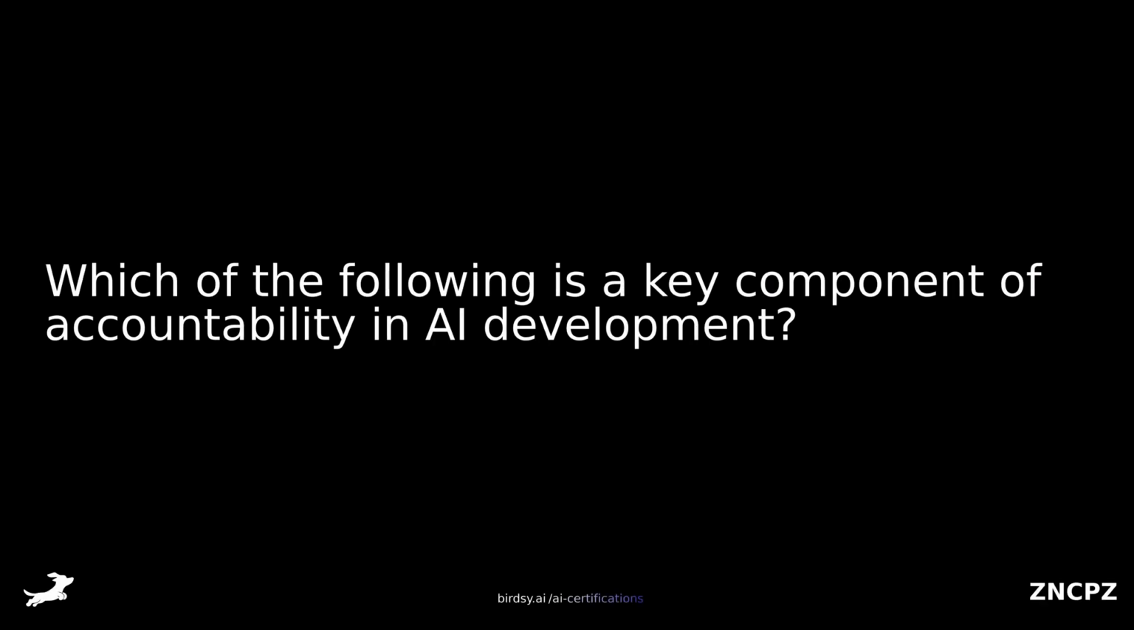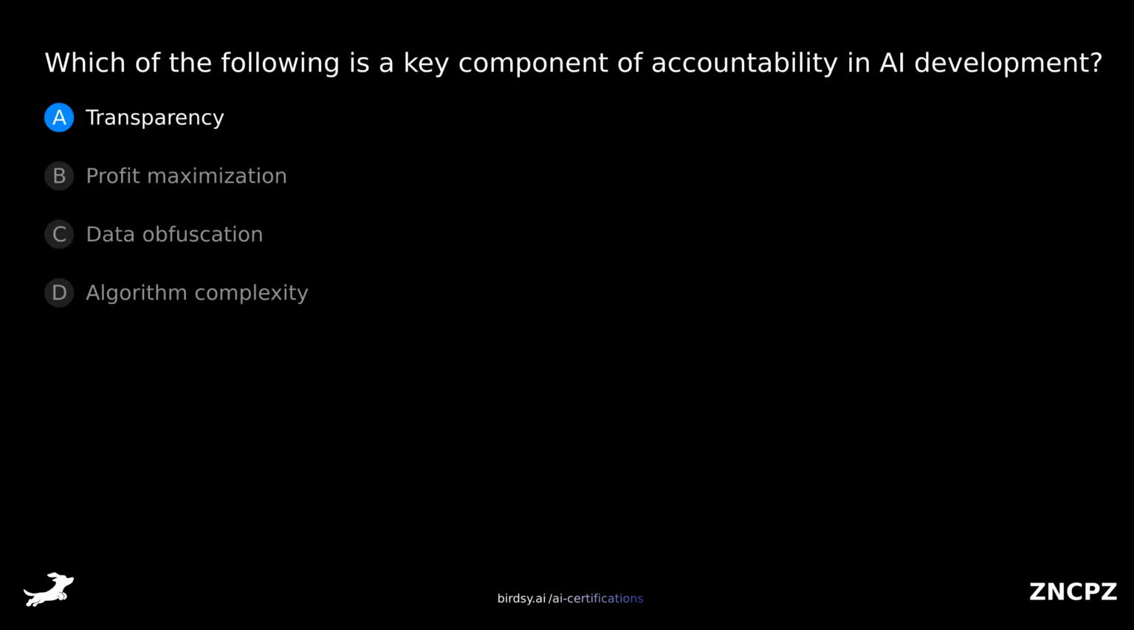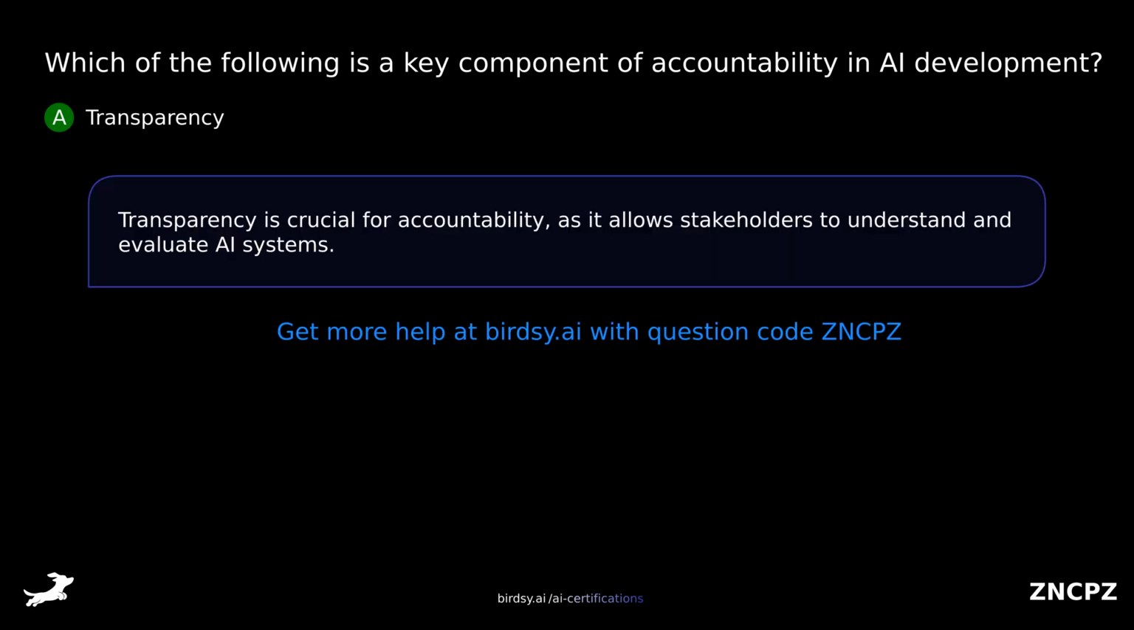Which of the following is a key component of accountability in AI development? Is it A. Transparency, B. Profit maximization, C. Data obfuscation, or D. Algorithm complexity? The answer is A. Transparency. Transparency is crucial for accountability as it allows stakeholders to understand and evaluate AI systems.